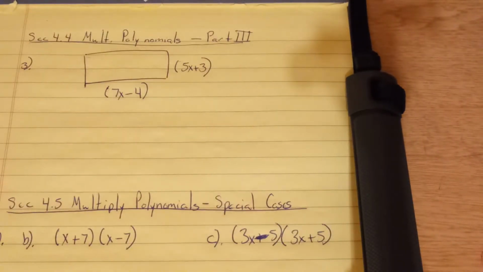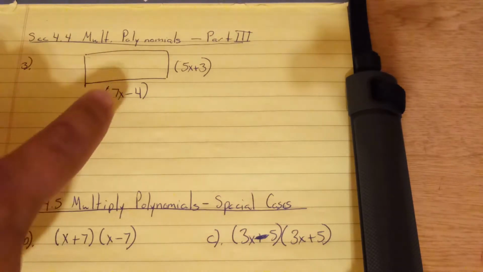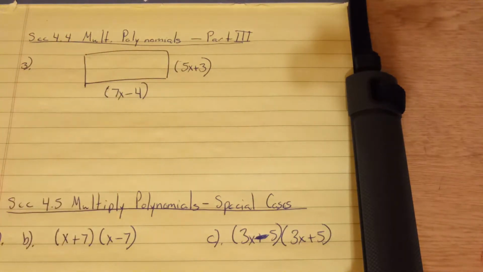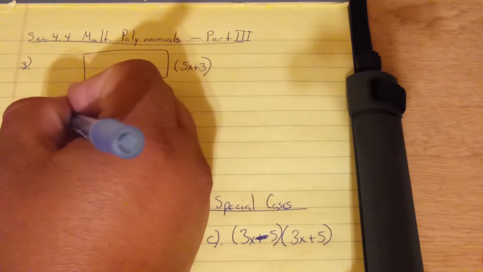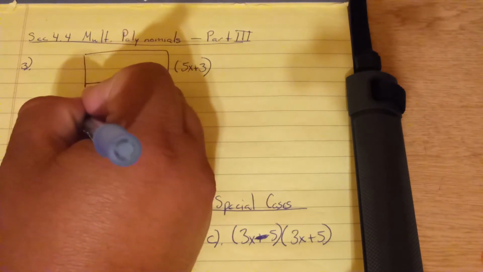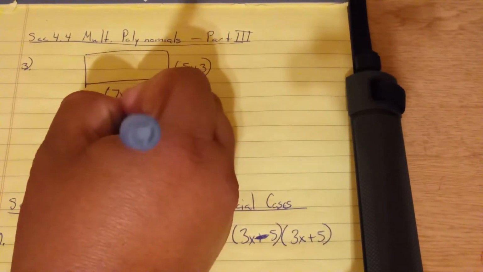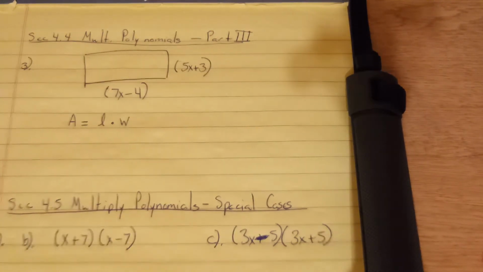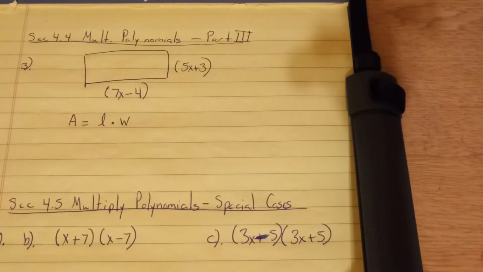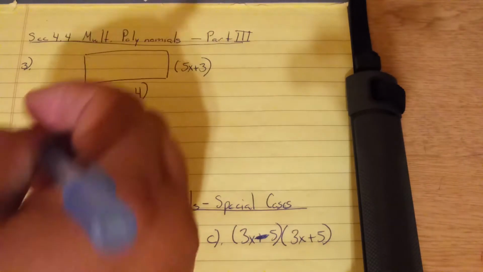Alright, so I pre-drew a rectangle right here. You don't really have to do this, but it helps visually. So we have to figure out the area of this rectangle, but in this case, instead of giving us numbers, they gave us polynomials. Well, it's the same equation that we're used to. Remember, the area of a rectangle is the length times the width. It doesn't necessarily matter which one is the length or the width, as long as you multiply those two.